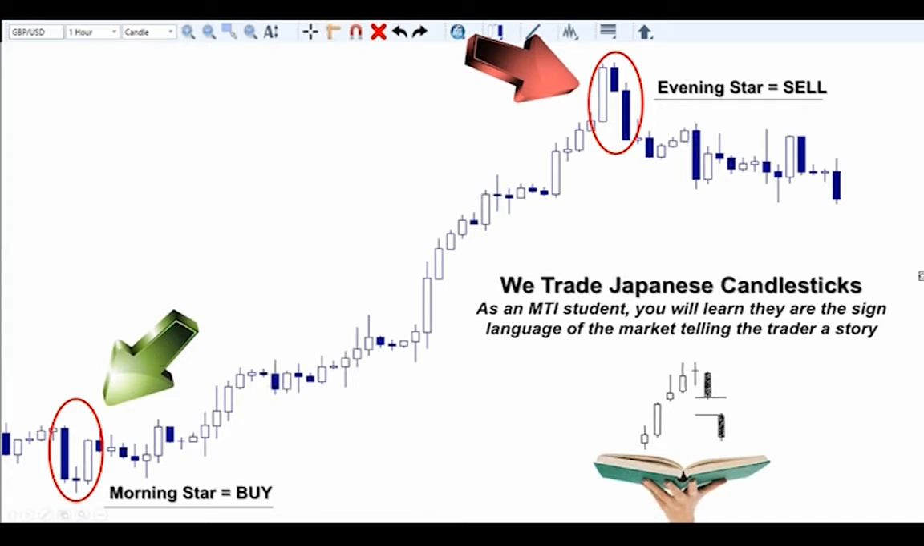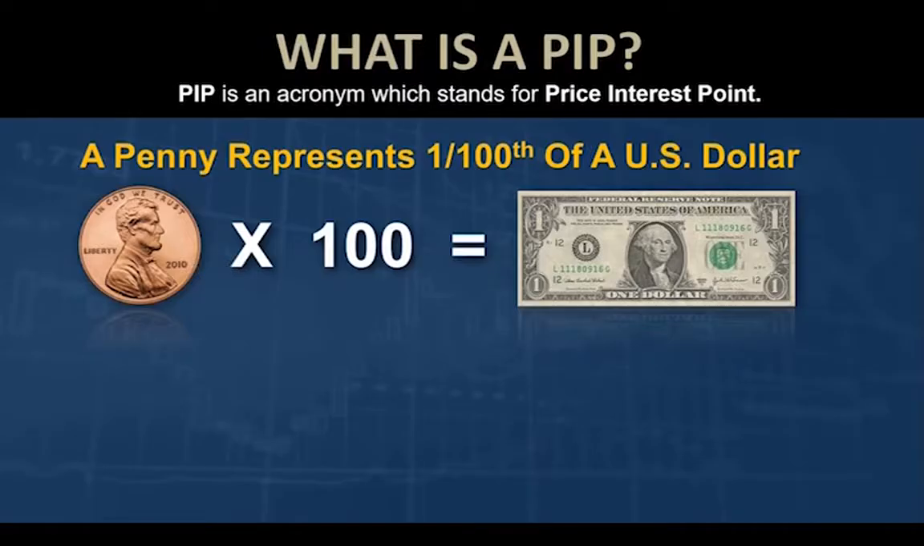Now, two more quick things we need to know before we pull up the charts. You need to know what a PIP is, because we're going to be looking to capture PIPs. Now, PIP is an acronym. It stands for Price Interest Point. So let me quickly break this down in the simplest way I can explain this to you.